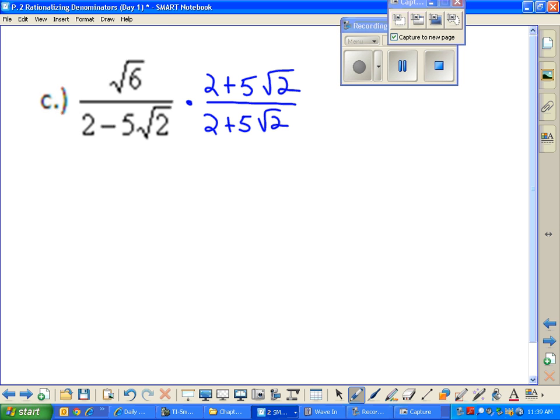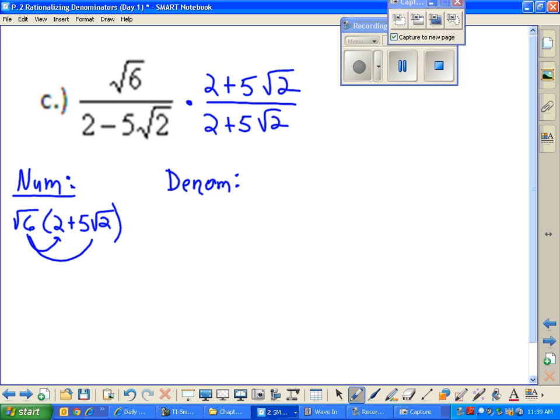And that creates for me a little mini math problem on the bottom and on the top. So I have to work out my numerator, work out my denominator. So I have the square root of 6 times 2 plus 5 root 2. And I would distribute that square root of 6 in. Square root of 6 times 2, that's just 2 square roots of 6. And then the square root of 6 times 5 root 2, that is 5 times the square root of 12.